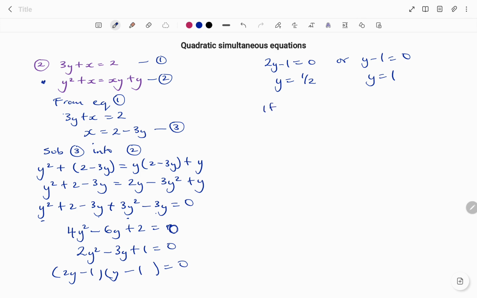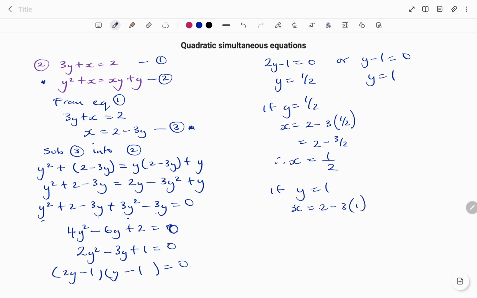So for the first one, if y equals half, using my third equation, x equals 2 minus 3 in brackets half, and that will give me 2 minus 3 over 2. Therefore, my x equals 1 over 2. And if the value of my y is 1, x equals 2 minus 3 times 1, which is 2 minus 3. Therefore, my x equals minus 1.